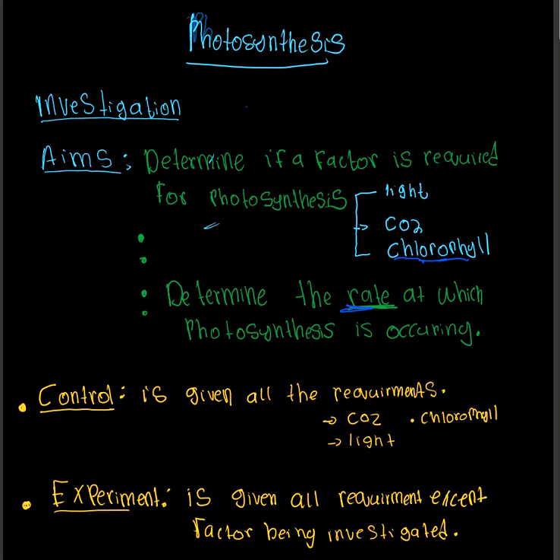During our investigation, we have two parts. We have a part we call a control, and we have a part we call an experiment. So what do we mean by the control? Control is the plants that we are going to give all the requirements that are required for photosynthesis.